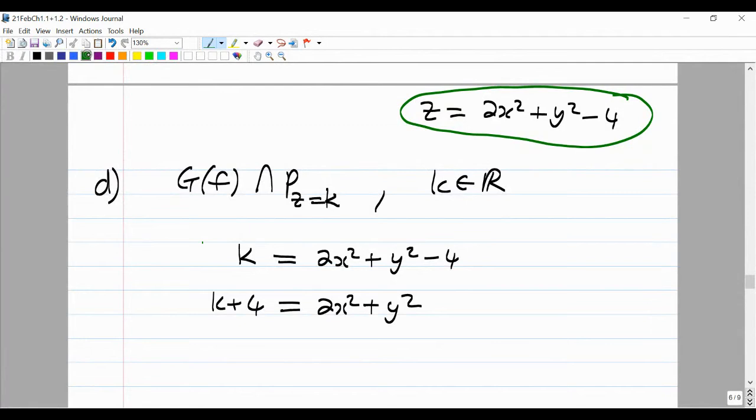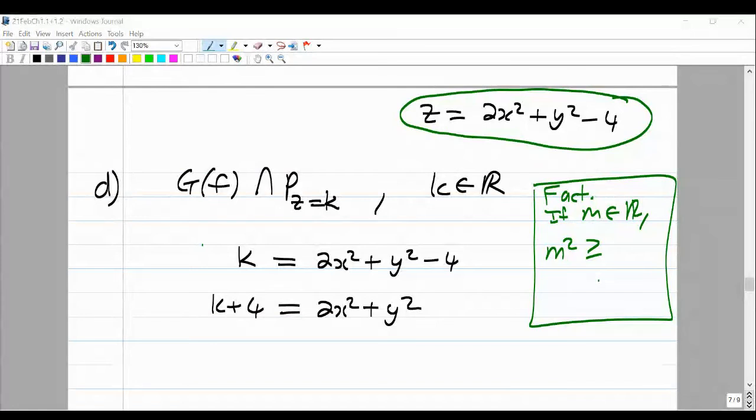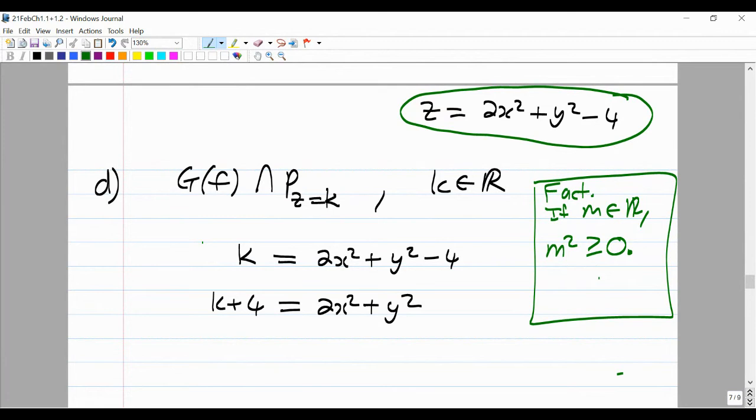What I'm looking for is the following. This is a fact that if m is a real number, m squared is greater or equal to, who can complete this answer? Yes, this is a fact that everybody knows. So the reason why I've done this is because now twice x squared plus y squared is greater or equal to 0. So we see that k plus 4 must be greater or equal to 0, or k is greater or equal to minus 4.